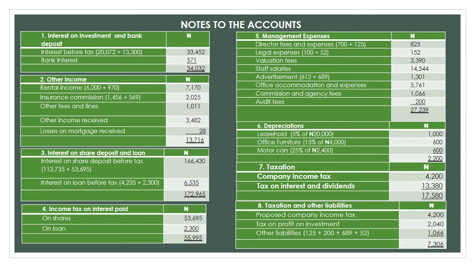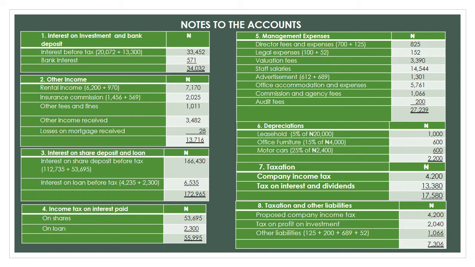Then you have insurance commission. From the trial balance, you have it as 1,456. From the additional information B, you see 556. Additional information D, you see 569. So the total will be 12,025 naira.